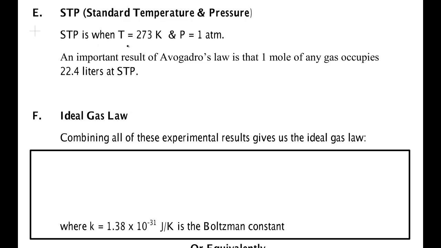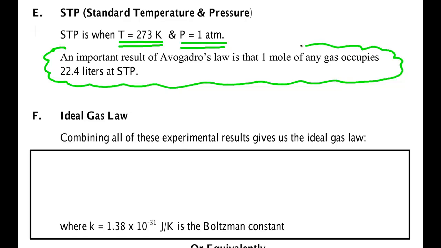So STP is a temperature of 0 Celsius, but of course we don't want to work in Celsius, we want to work in Kelvin, so 273 Kelvin. And the pressure is 1 atmosphere, or 1.01 times 10 to the 5th pascals. An important result of Avogadro's number is that if you have 1 mole of a gas, then that mole of a gas, regardless of what type of gas it is, occupies the same volume. At STP, 1 mole of a gas occupies 22.4 liters.